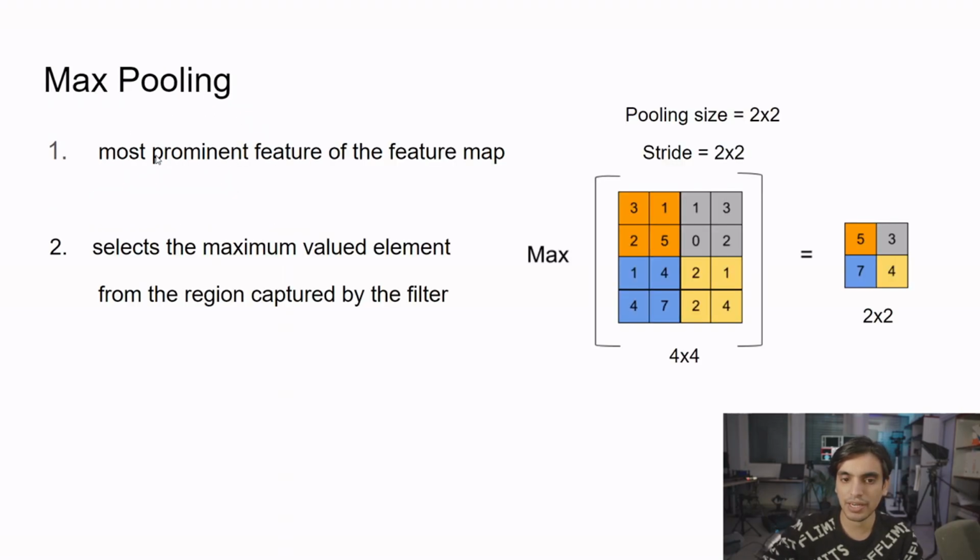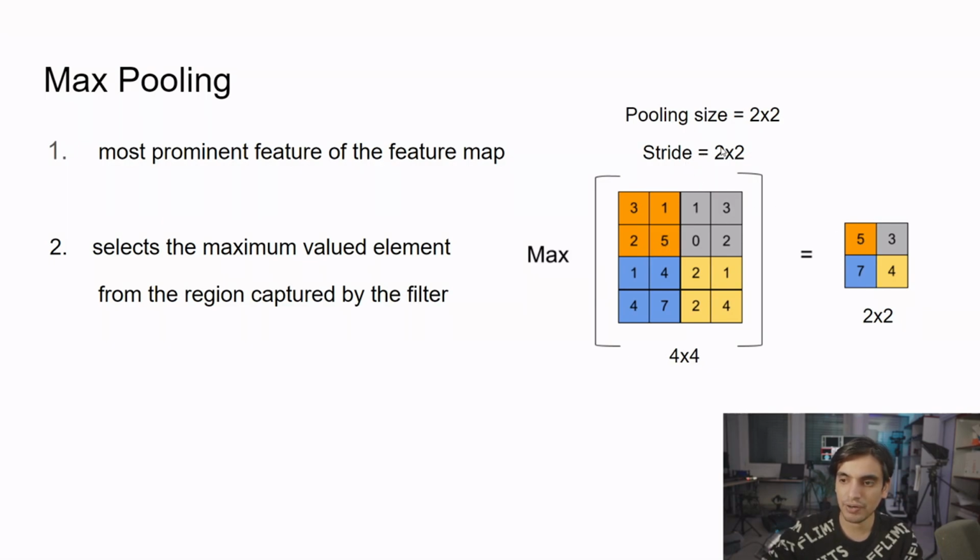Max pooling layer actually helps to get the most prominent features of the feature map or from the image. For example, here is our image or the feature map. We have applied the pooling here of size 2 cross 2 with a stride of 2 cross 2. So we need to take the first patch from the image of size 2 cross 2. In the max pooling, we need to find the max element in this first patch, which is 5. So we will put this 5 in our output matrix here.